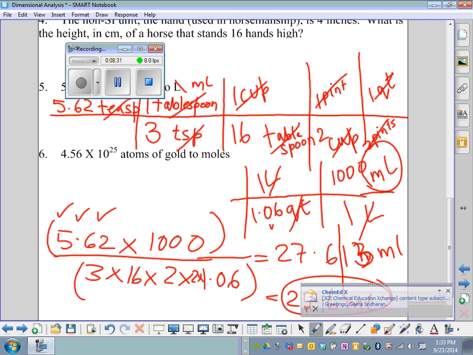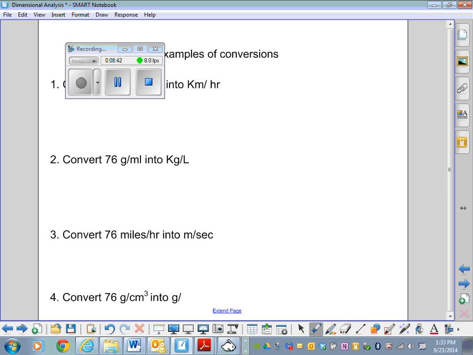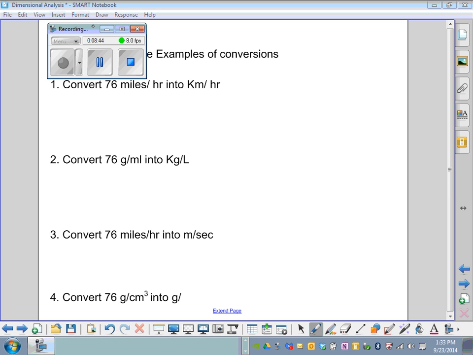Do you understand how this problem is done? How dimensional analysis problems are set up and done? Okay, we're going to do some more, and I need you to be with me. Go to the back of your sheet again, and we're going to write some problems down. All right?